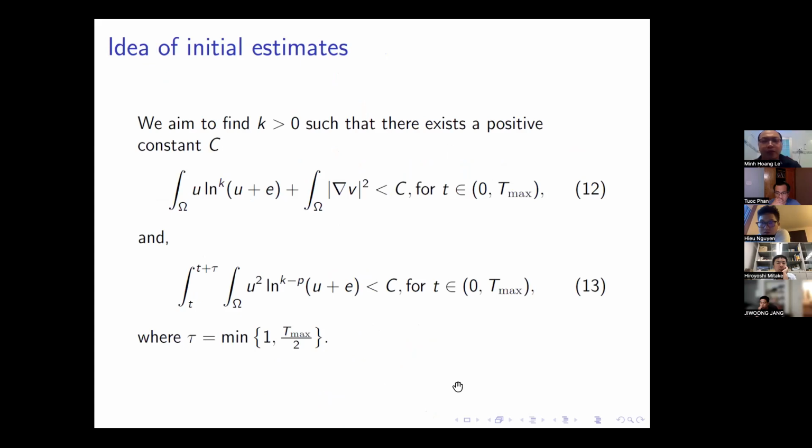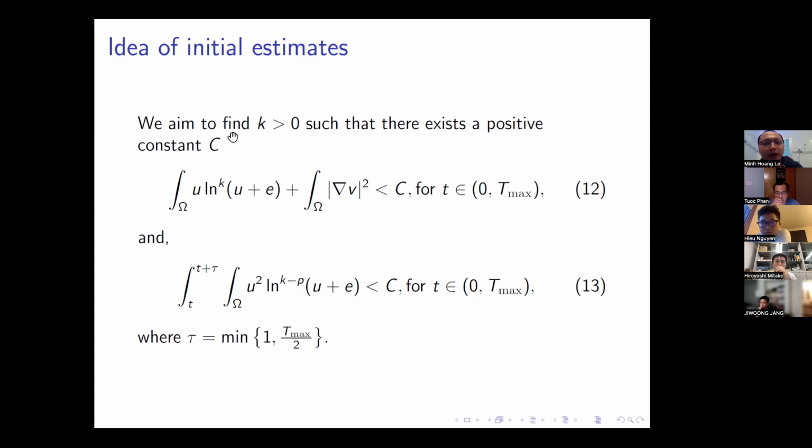All right, so now we go into the detail, the sketch of the proof. It turns out that the function of g is this one. We will show that this one is bounded, and we also show that this double integral is bounded at all times.